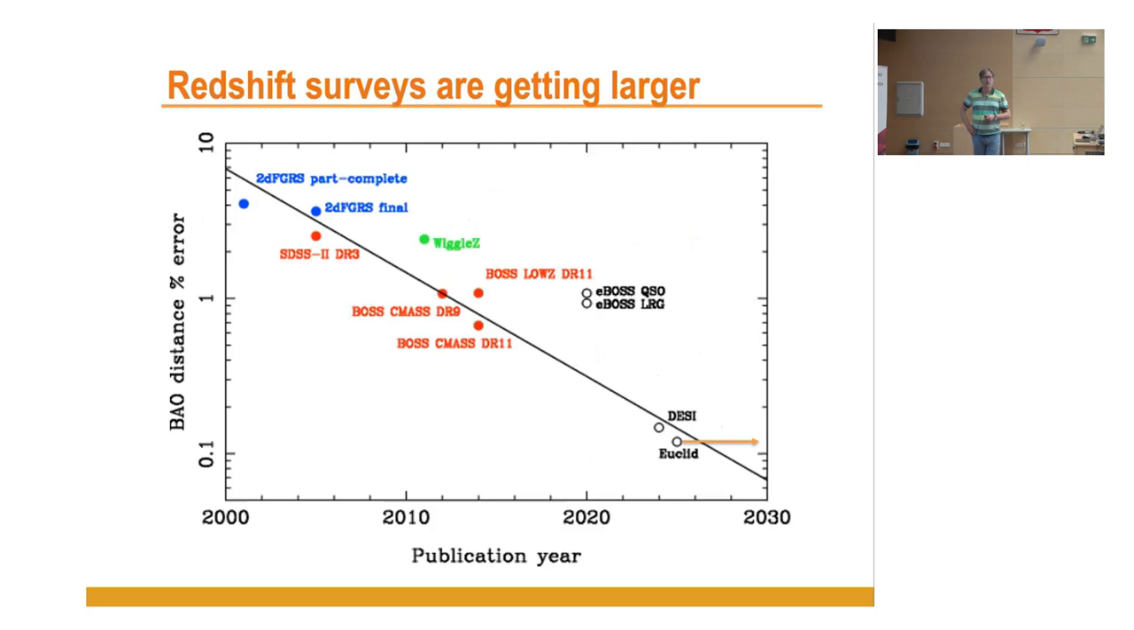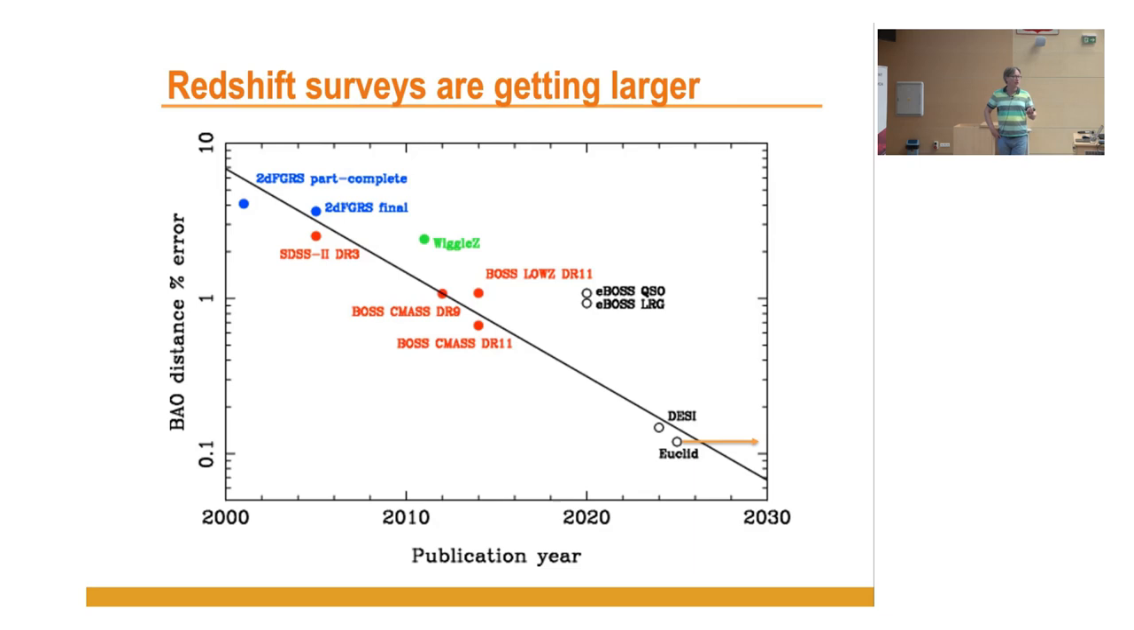And viewing it in another way, this is the measurement error on the distances to the BAOs. And mind you, and I'll show a similar plot when we look at imaging surveys for lensing, right? This is a log linear plot. This means that the error bars, at least on paper, are shrinking exponentially. That is really why now is such an exciting time for cosmology.